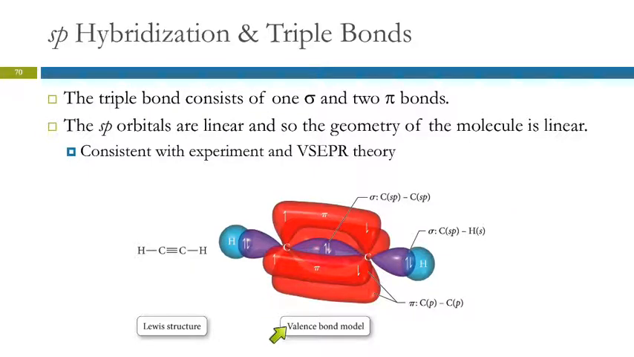Here's the identifying of these bonds. Here's this pi bond, pi, CP, CP. The sigma bond is between sp on the carbon and s on the hydrogen. And this one in the middle here is a sigma bond between two carbons, sp hybrid orbital on each.